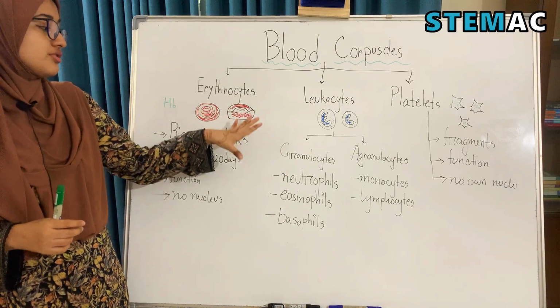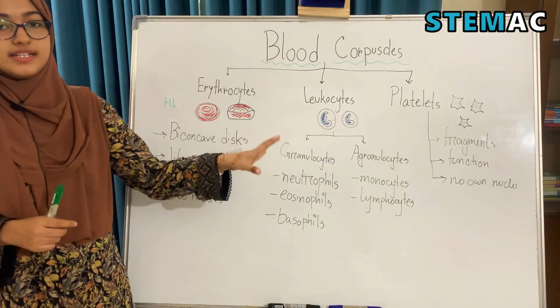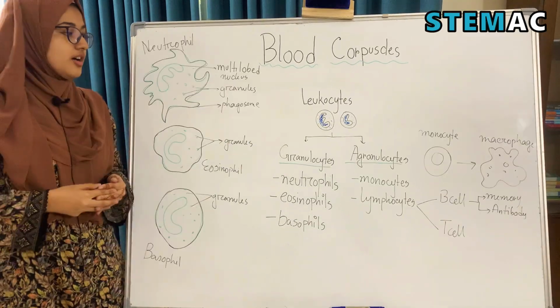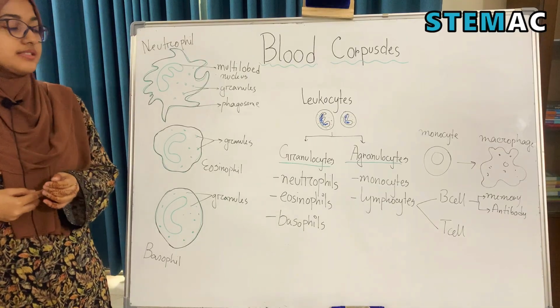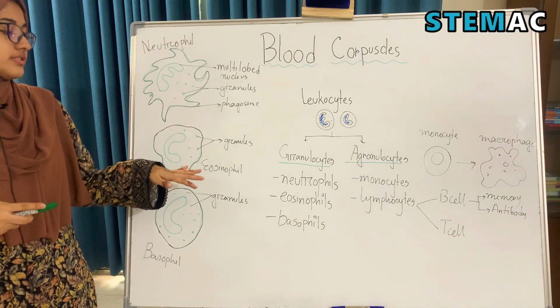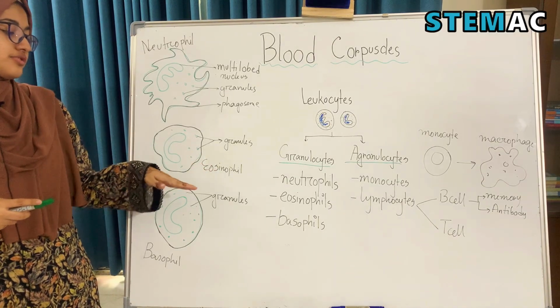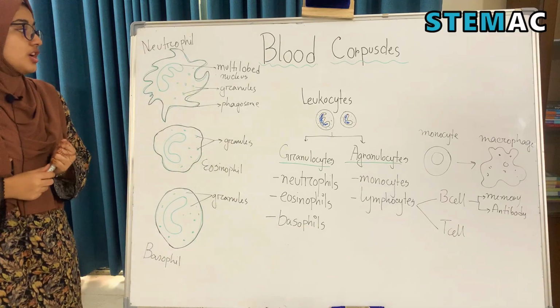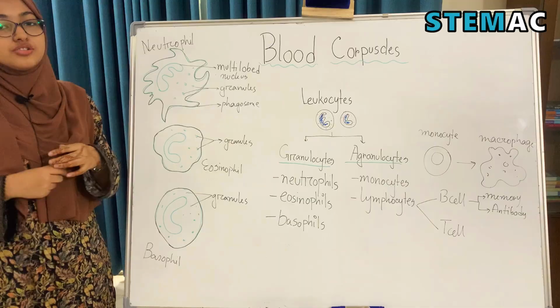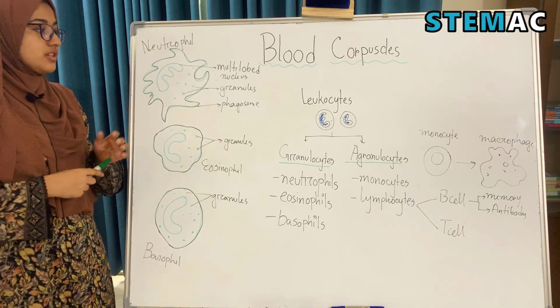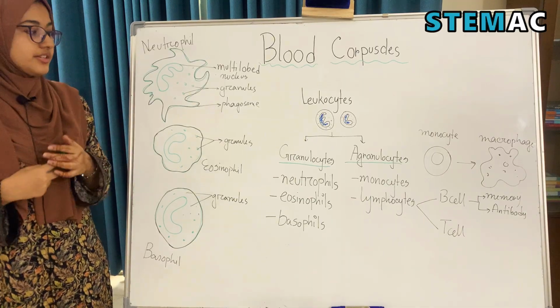So next we are going to talk about the granulocytes and agranulocytes. Now we are going to talk more in detail about the leukocytes. There are granulocytes: neutrophils, eosinophils and basophils. Here we have included a figure of neutrophils. Neutrophils have a multilobed nucleus.